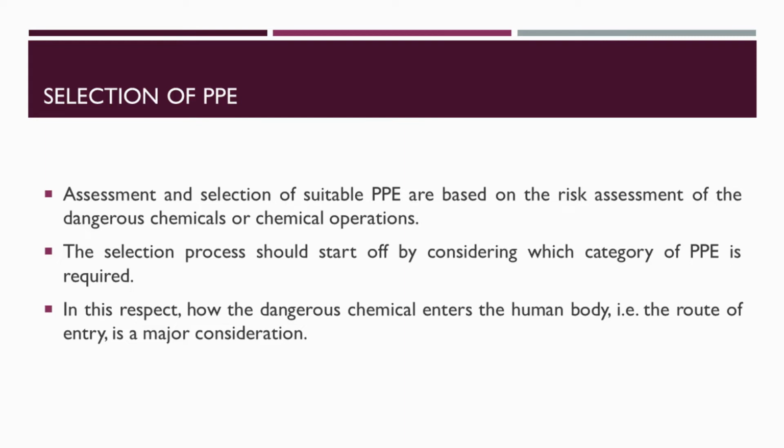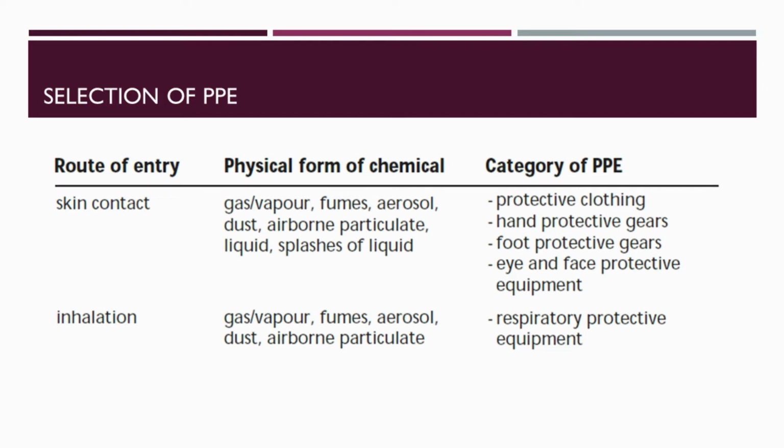In this respect, how the dangerous chemical enters into the human body, that is, route of entry, is a major consideration. In a workplace where chemical operation is conducted or where the environment is likely contaminated by dangerous chemicals, eating, drinking, and smoking should be prohibited, and a high standard of personal hygiene should be maintained. This can prevent chemicals entering the body by ingestion.